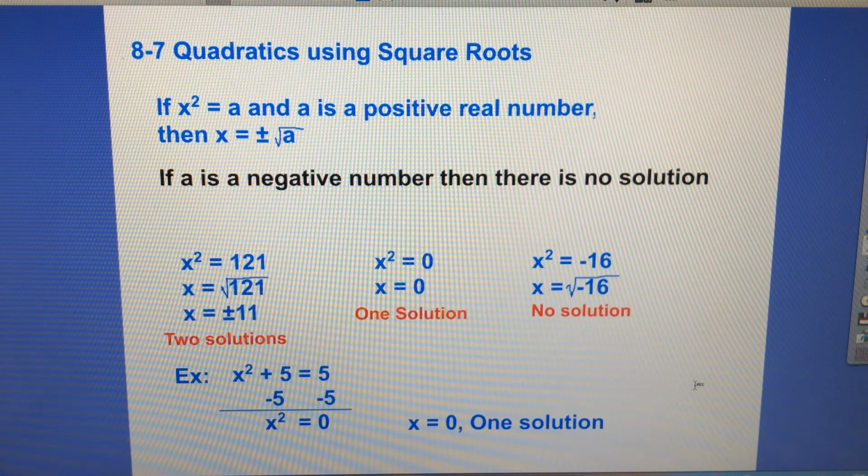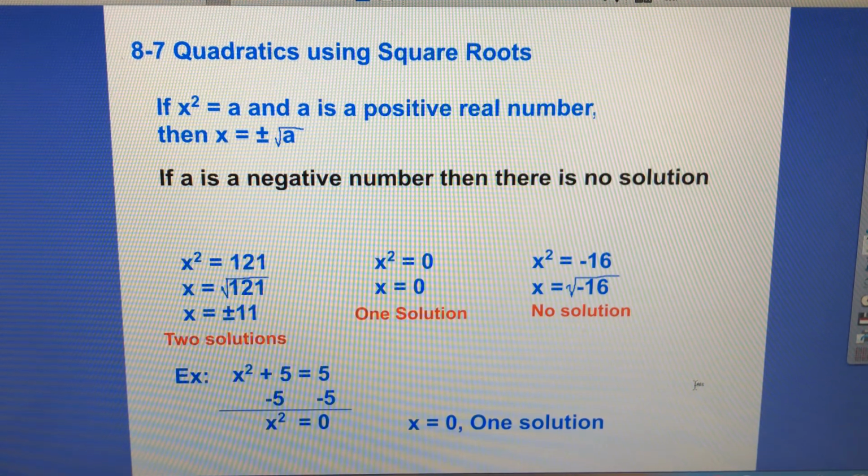Okay, here we go. 8-7, quadratics using square roots. Things get a little more complicated now when we get into square roots and completing the square, the next section, but we can do this.